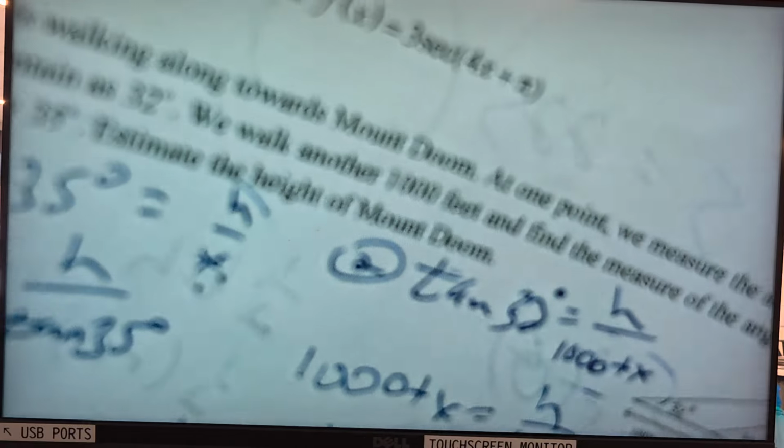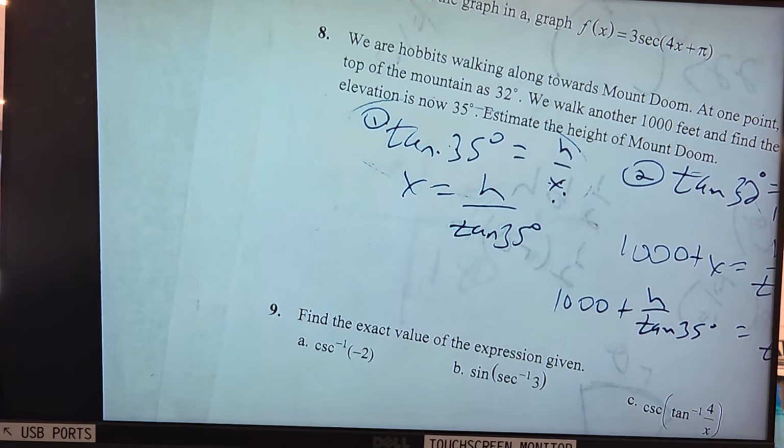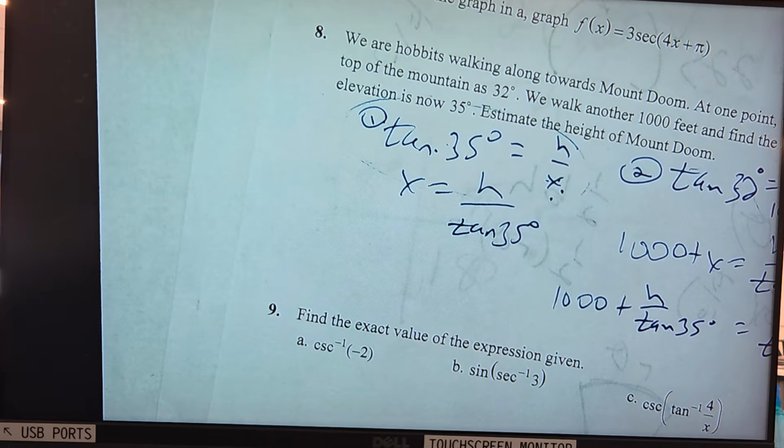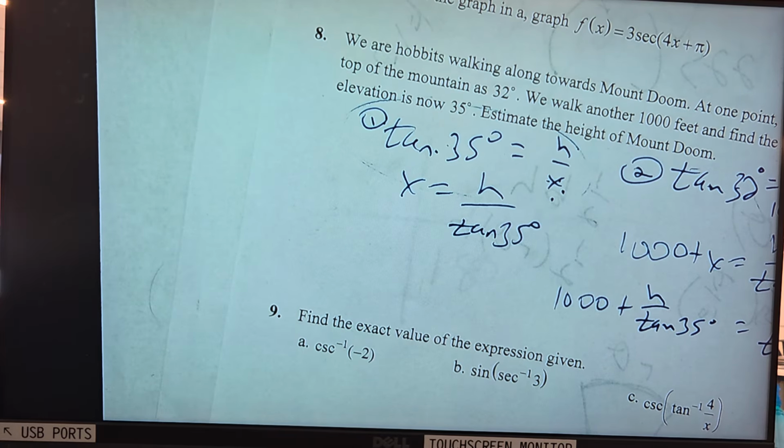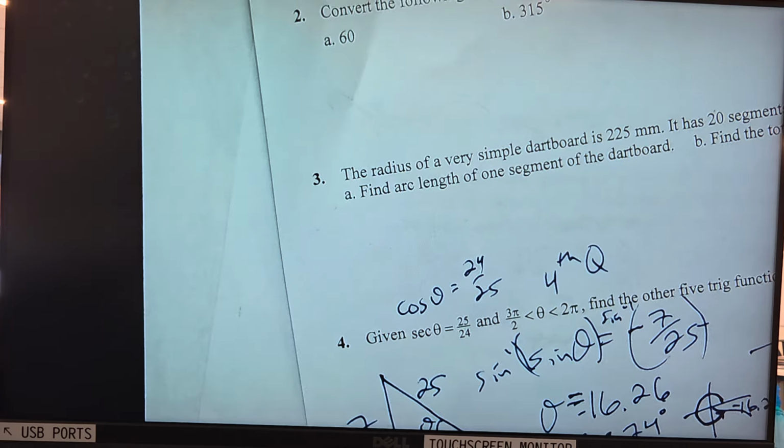What did I do with that? I really don't know what I did with that. Oh well. Here it is. Yay!